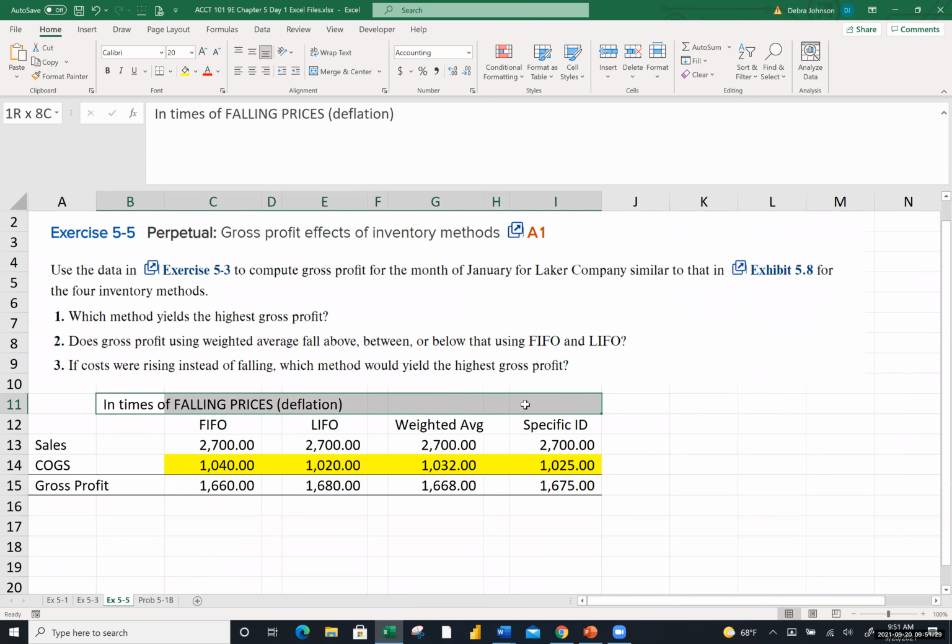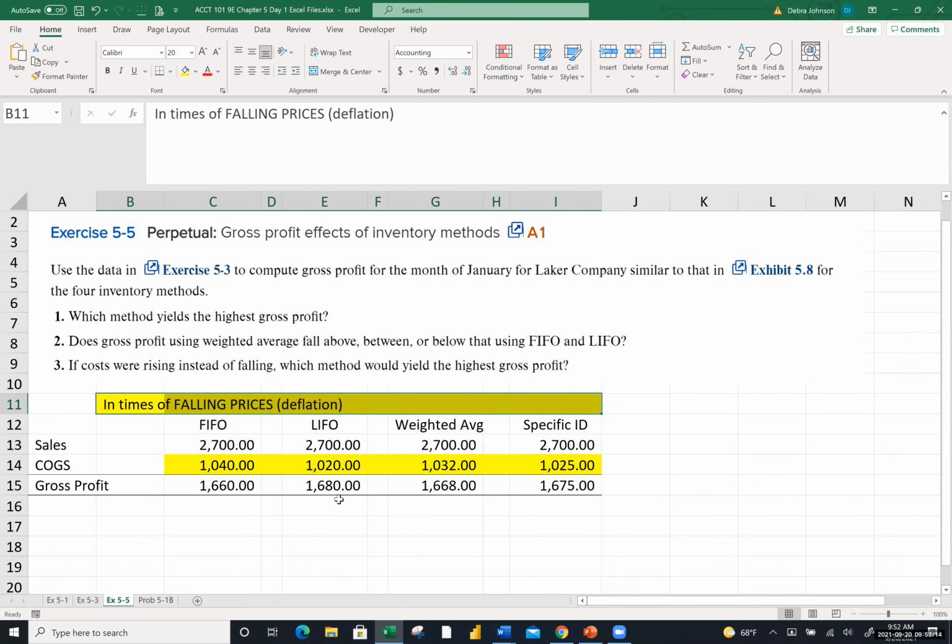So in times of falling prices, the highest gross profit is LIFO. Okay, that's not a surprise because we said, in case you forgot, we said that LIFO makes no sense from a physical flow standpoint. And what happened is it became popular in inflationary times because nobody had any money. And so they were trying to get their taxable income to be the lowest it possibly could. So they came up with this crazy idea of stocking things from the front called LIFO. And so it makes sense that in times of inflation, it was the lowest net income.